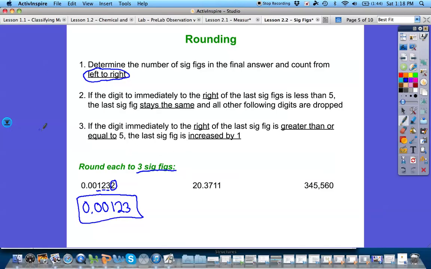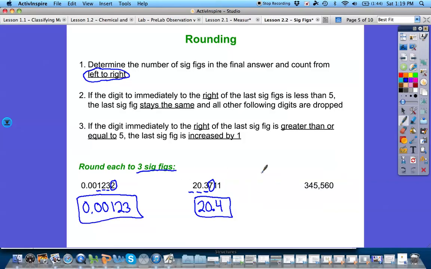In the number 20.3711, we're going to start on the left and count over 3. So there are our first 3 sig figs. Look to the number immediately to the right. It is greater than 5. So for our final answer, we have to round this up to 20.4 for 3 sig figs.